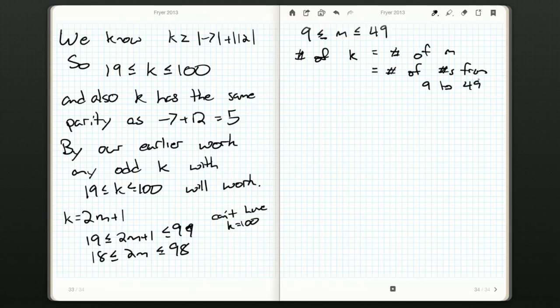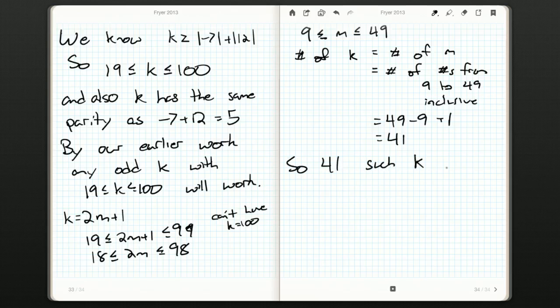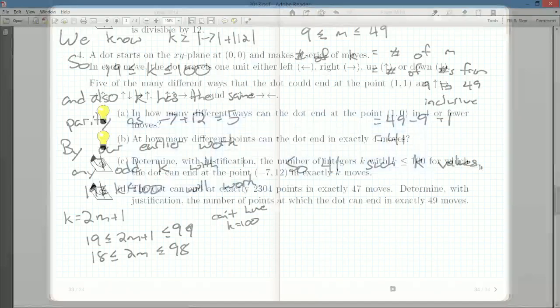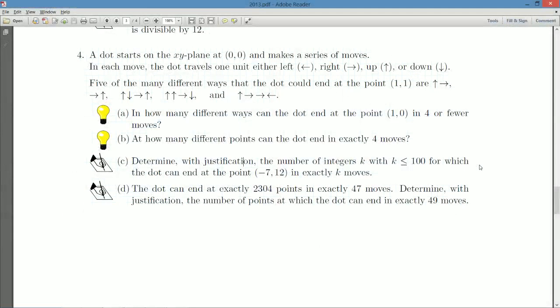And that's the same as the number of numbers from 1 to 49 inclusive. Well, there's a formula for that. We take the two numbers, we take their difference, we add 1. We have 41, so 41 is the k values. And we were just asked for the number, not the actual ones. Determine with justification the number of integers k. There we go, thanks to our earlier developed theory.